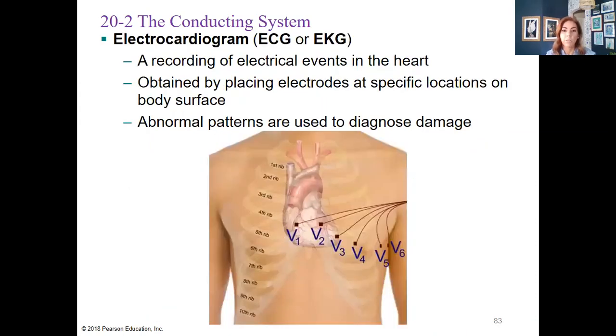So if we're looking at the ECG recording, what we have to do is place electrodes on a patient. This is just one example of how you could place the electrode leads. This is not the only way to do it. There are multiple ways to do it, but you want to place the electrodes on the patient's body so that we can evaluate what's going on inside of the conducting system.